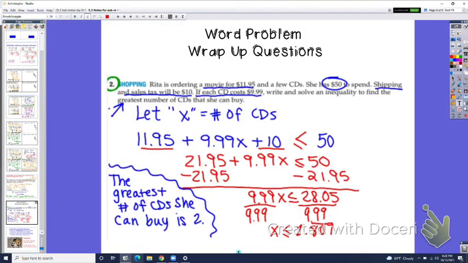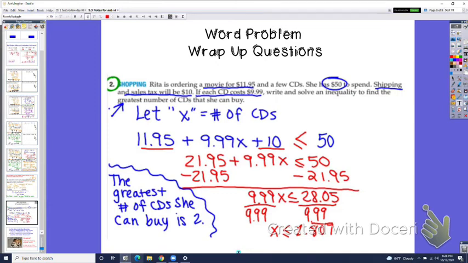And the last word problem is the second question regarding Rita ordering a movie for $11.95 and a few CDs. She has $50 to spend. Shipping and sales tax will be an extra $10. If each CD is $9.99, write and solve an inequality to find the greatest number of CDs that she can buy.